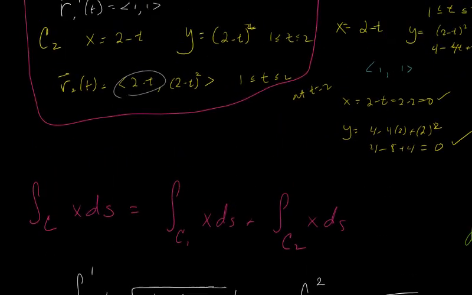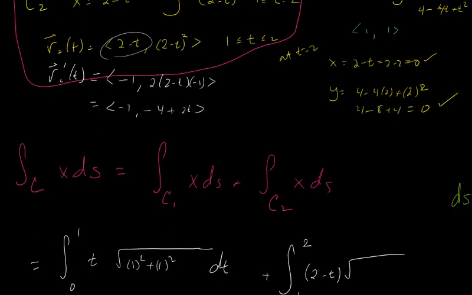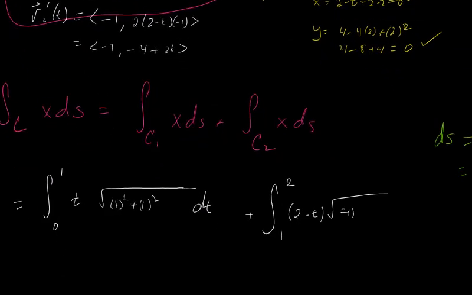So I'm going to need r prime for the second function here. So r2 prime of t is going to be equal to negative 1 and 2 times 2 minus t, chain rule on negative 1. So that is negative 1, negative 4 plus 2t. There we go. Okay, so we're going to square those. So negative 1 squared plus 2t minus 4 squared dt.